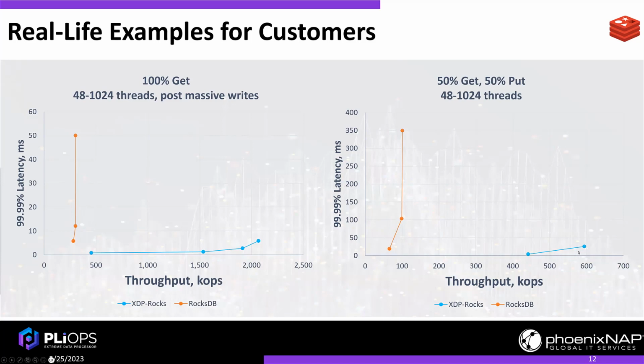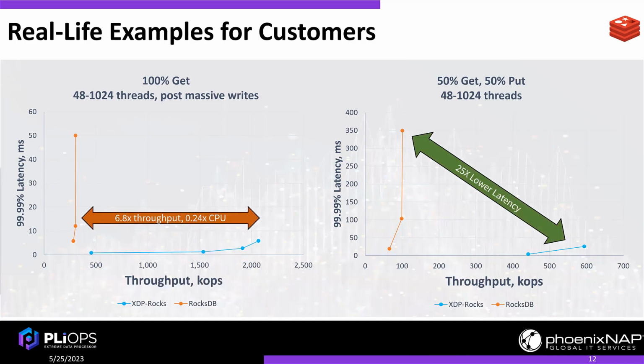With PlyOps, that goes up to 600,000 IOPS. So if I just look at the X factor here, we get about a 7x improvement going from without PlyOps to a solution that is powered by PlyOps, even taking fewer CPU cycles, and a 25x improvement in latency in a mixed workload.